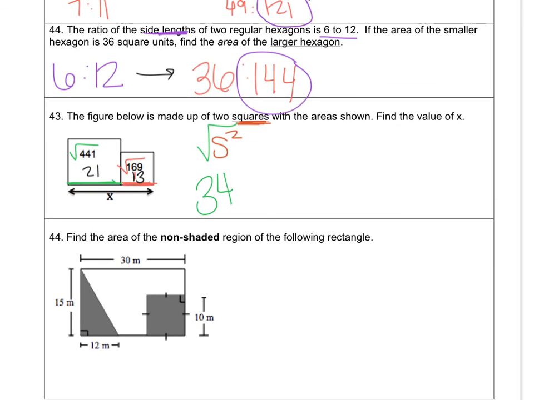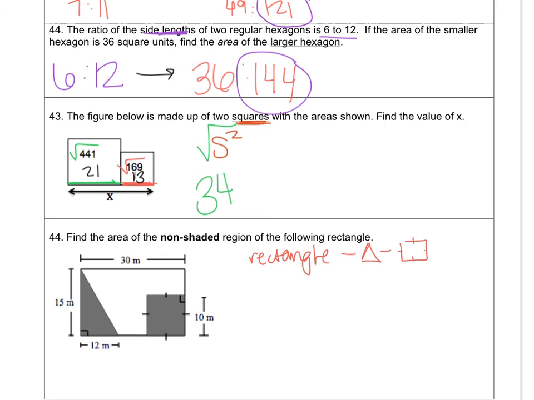Okay, number 44, the last one. It says find the area of the non-shaded region of the following rectangle. Well, if you're looking at the non-shaded region, I don't even know what shape that is. You can't tell what that shape is. So the only way to find that area is we're going to have to find the area of the whole rectangle, and then we're going to have to subtract out the area of the parts that are given. So what we're really doing is the area of the rectangle, you should write this on your paper, minus the triangle, minus the square.